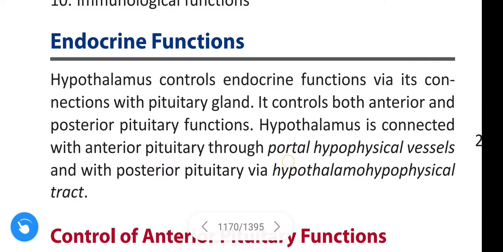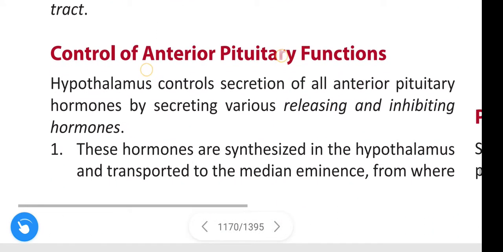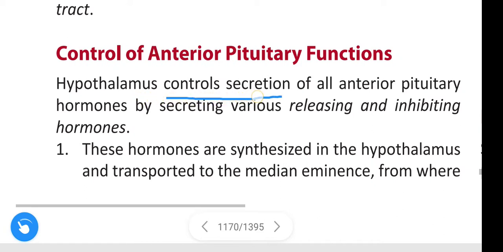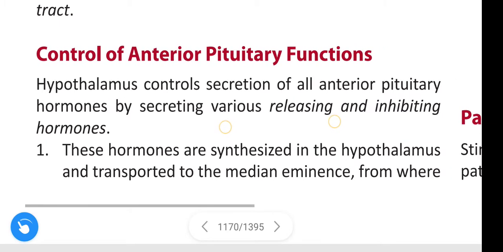Okay. First, coming to the control of anterior pituitary functions. Hypothalamus controls secretion of all anterior pituitary hormones by secreting various releasing and inhibiting hormones.